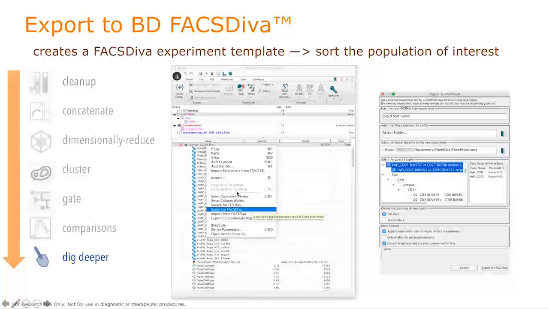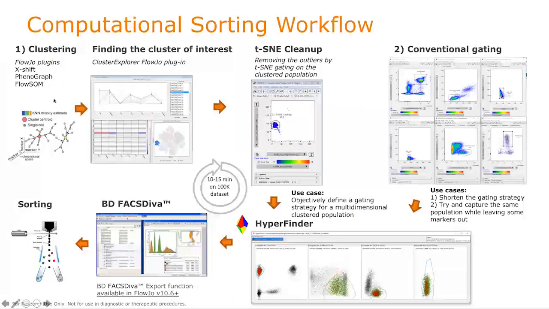But it's totally possible now to use this workflow to create populations using dimensionality reduction and clustering, find the population of interest. We're going to clean it up for the outliers here, run Hyperfinder on it, and then go back to the sorter and actually purify those events.